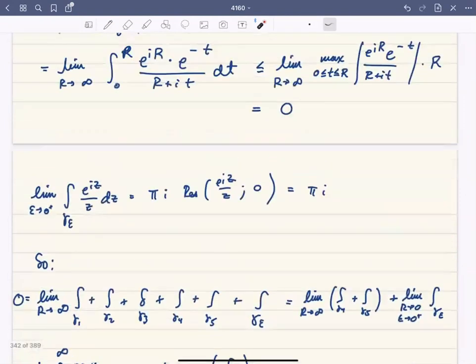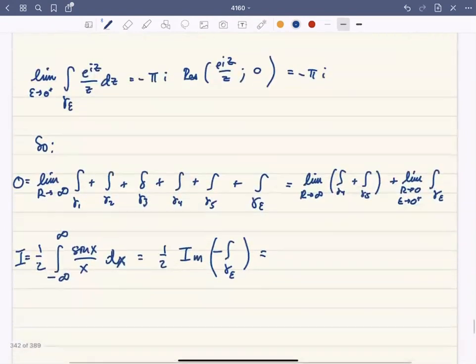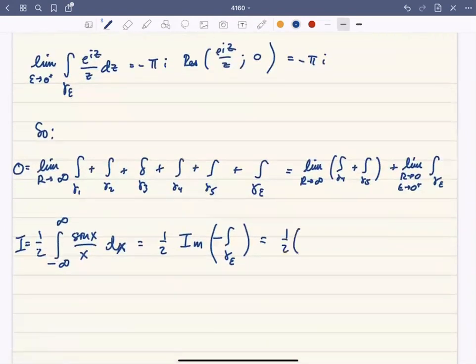I'm sorry, did I miss anything? Yes, I see my mistake. I forgot to account for the fact that this integral is negatively oriented. So this is actually minus pi i. Now everything works out. So this is going to be one half of the imaginary part of minus pi i, being pi over 2. I screwed up some of the details there, but I think you can put all the pieces together. This integral is going to be pi over 2.